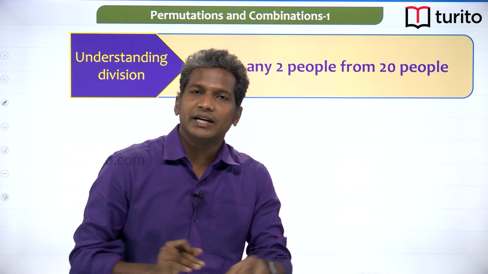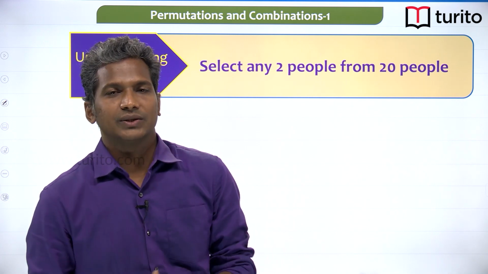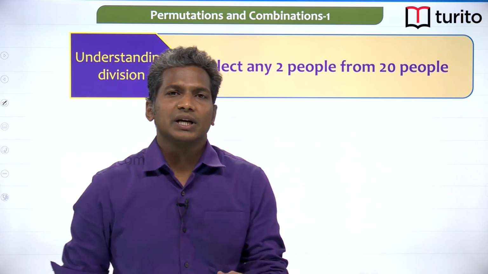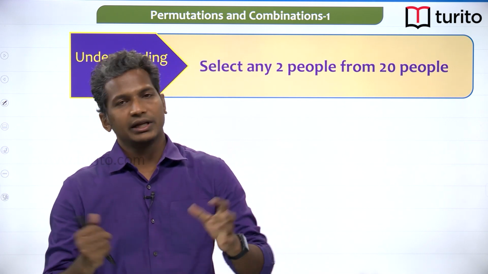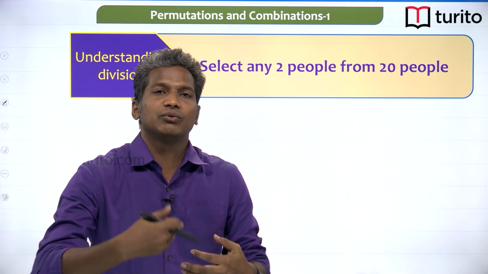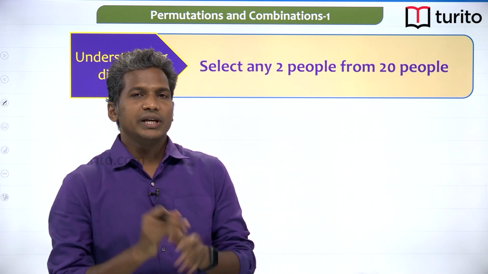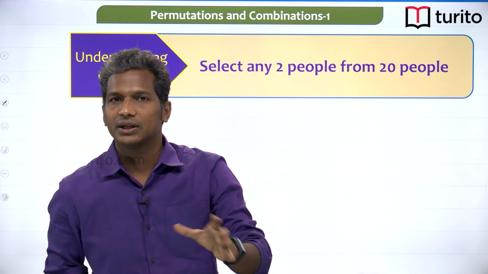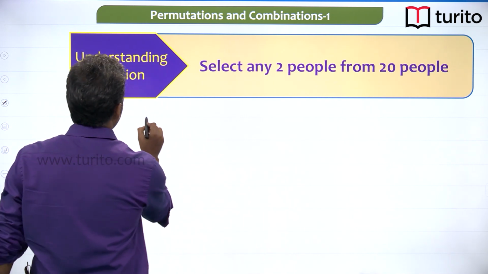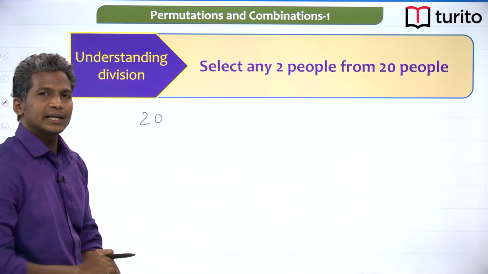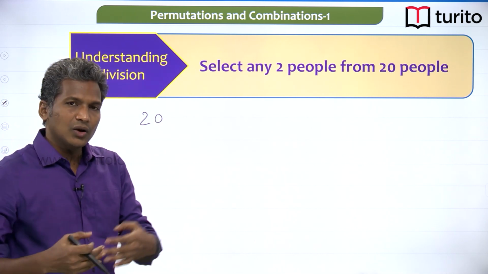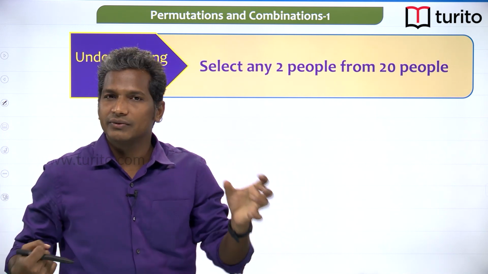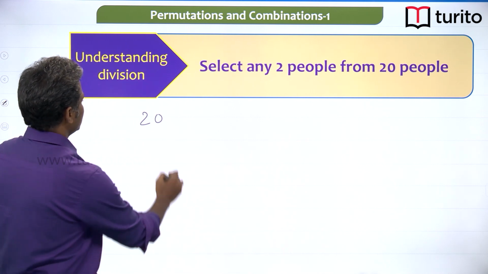So, let us say there are 20 people in a classroom, and I am the teacher teaching there. I wanted to select 2 people from those 20 people. In how many ways can I select? Here, the first person can be selected in how many ways? 20 different ways. After the first person is selected, the second person can be selected in how many ways? 19 ways.